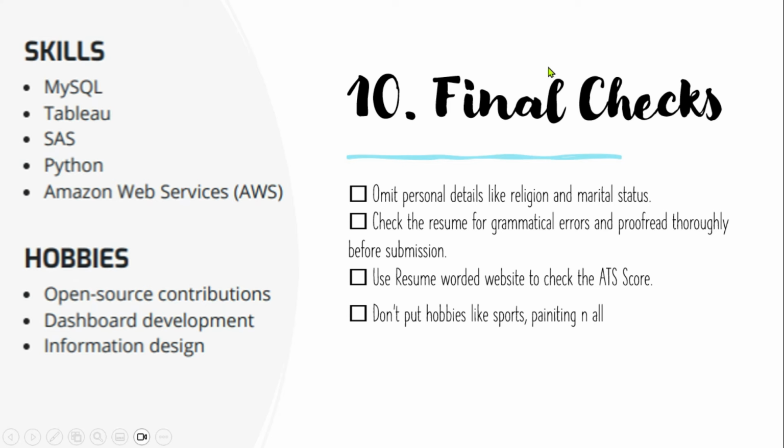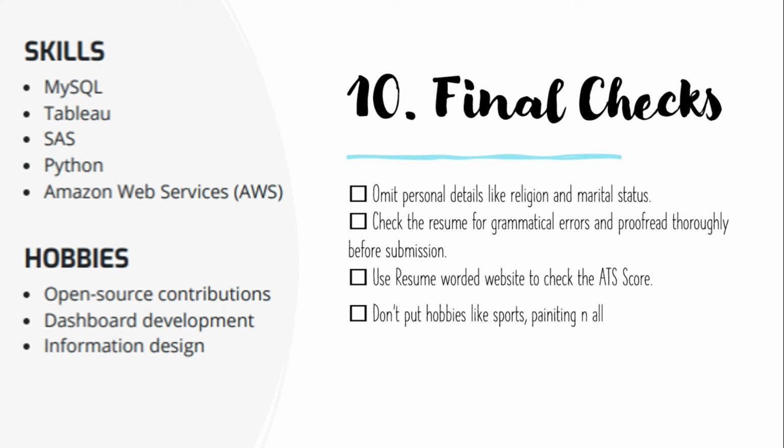Now we are done with all the sections. Now we have to do the final checks. In this, you have to omit personal details like religion and marital status. You have to check the resume for grammatical errors and proofread thoroughly before submission. You have to use the Resume Worded website to check the ATS score.